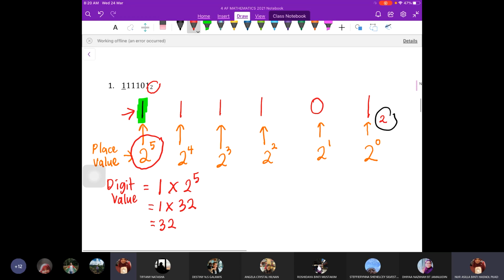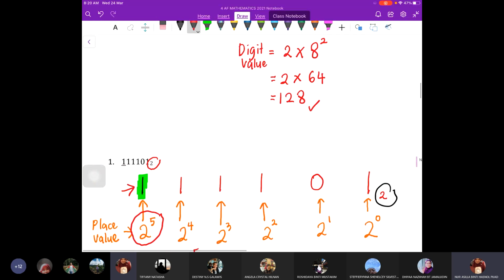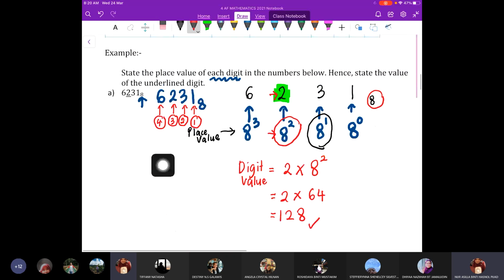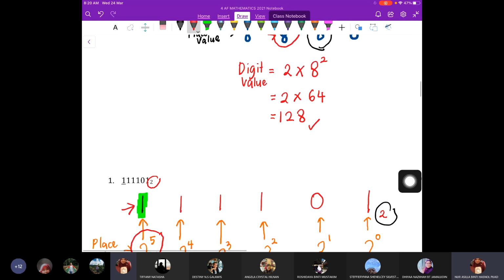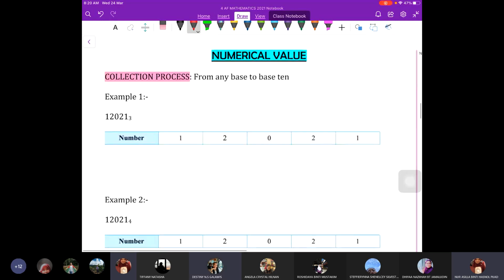Okay, faham eh? That is the difference between place value and digit value. So place value is just index number ni. Digit value involves the number itself dengan place value, the multiply. Okay. So is there any question so far? Okay, hopefully no. Alright, so now kita pergi kepada the one which is numerical value.